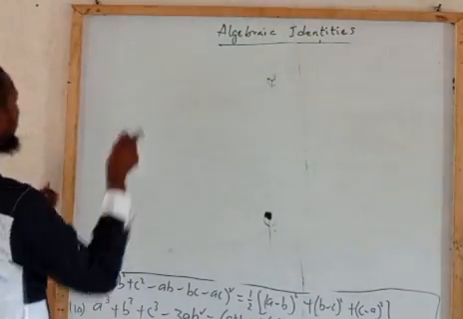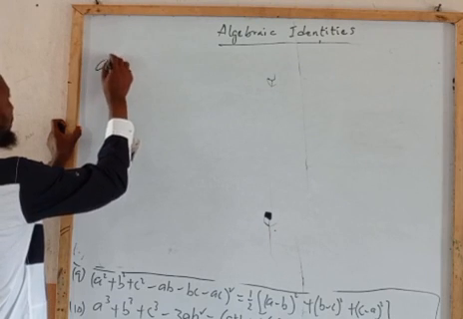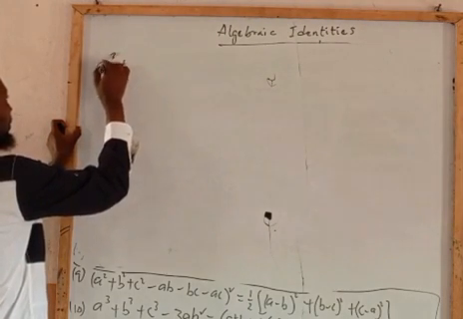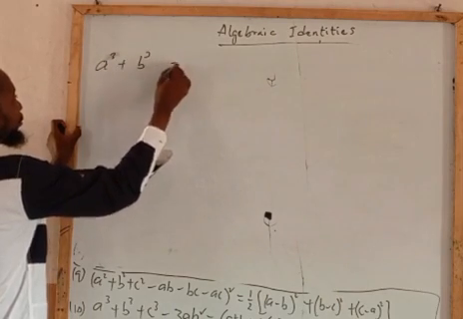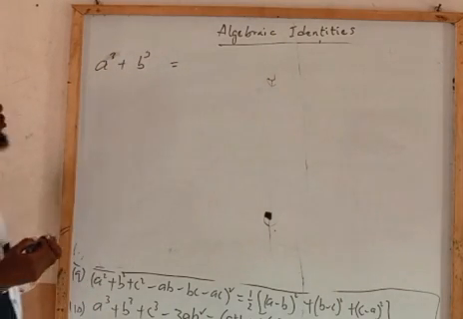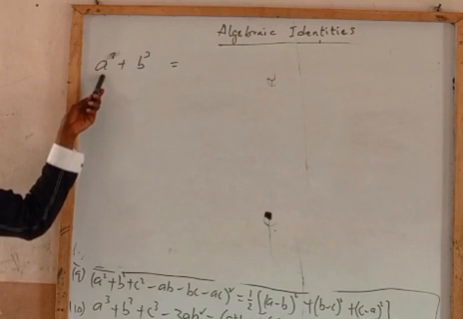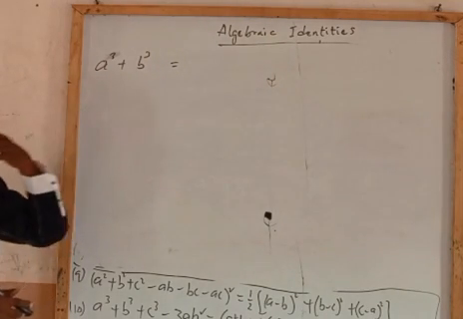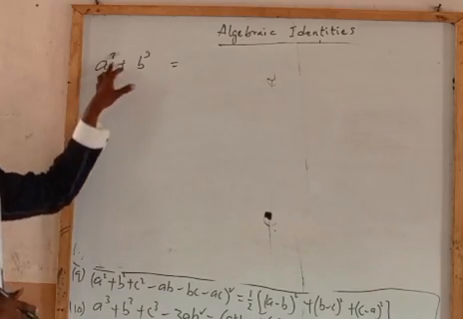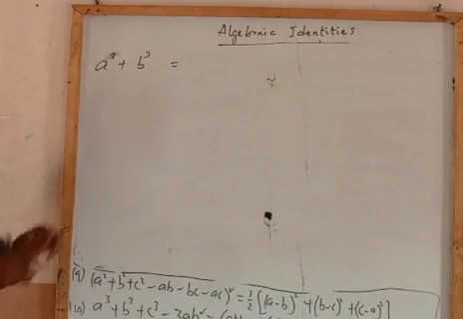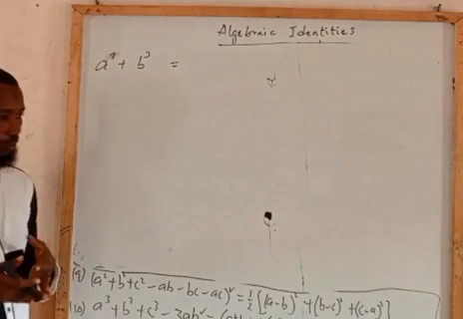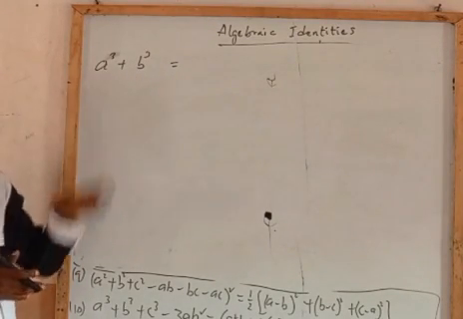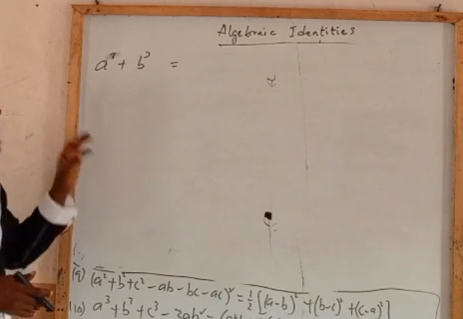Now, next on the list, we have a cube plus b cube. So what is the identity for a cube plus b cube? Once we have a power beyond 2, what we usually do is the separation technique. What we mean by separation technique is that I'm going to separate this into two parts.